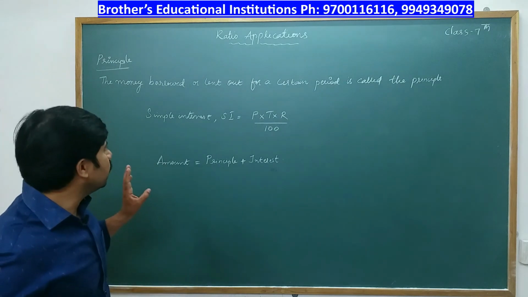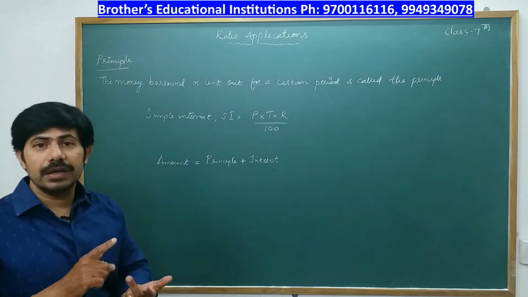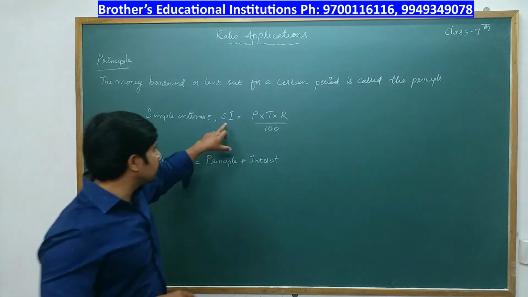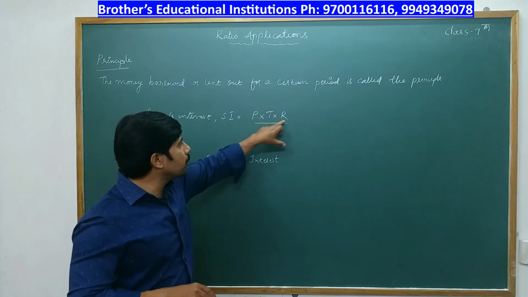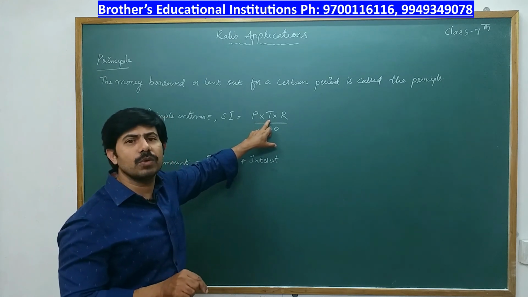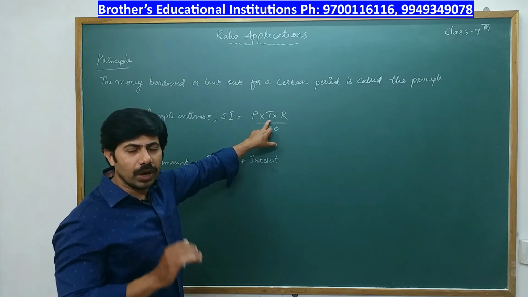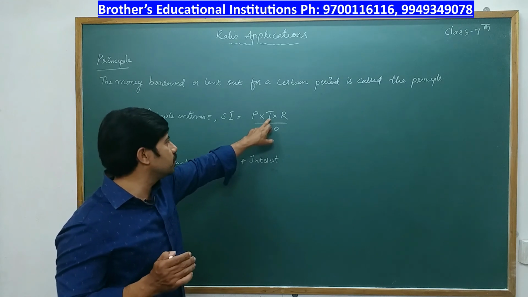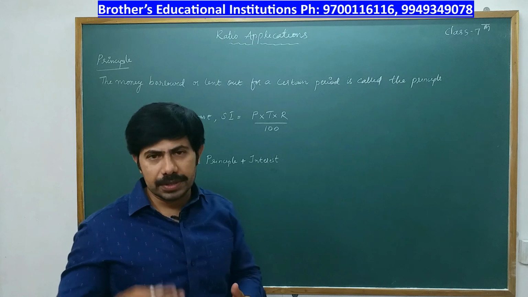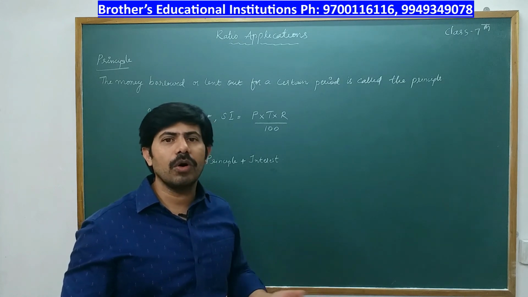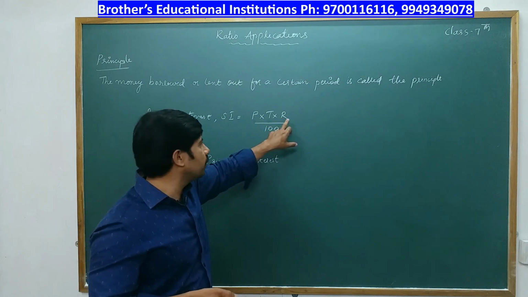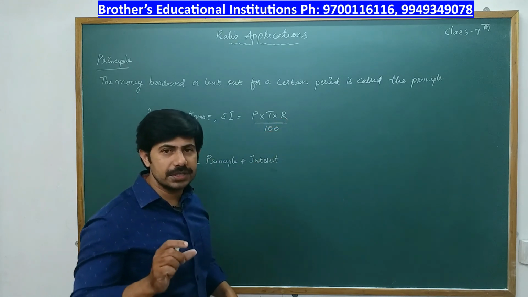Here period means time. 1 year, 2 years, 6 months, that comes under period. So when we borrow a certain sum of money from a bank, we have to pay some interest. Interest is calculated on the principal, time taken, and the rate of interest the banks will decide. So simple interest is nothing but PTR by 100. What is P? P is the principal. T is the time. Time is measured in years, 1 year, 2 years, 3 years, like that.